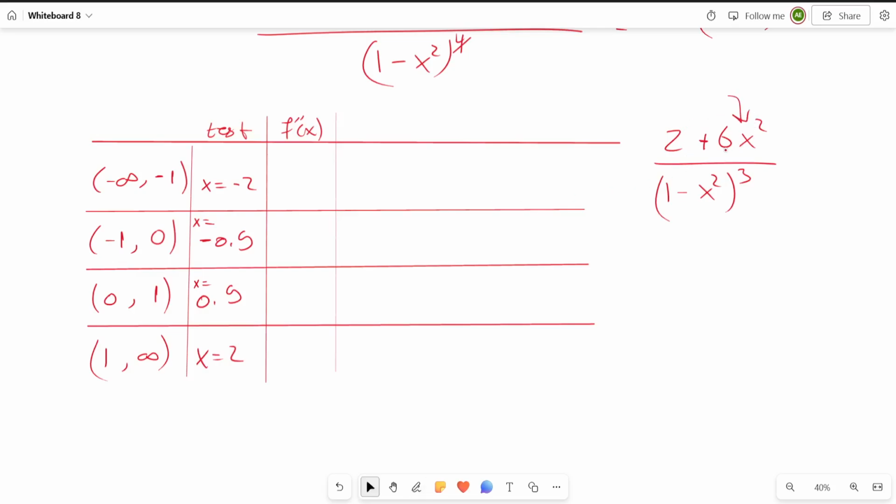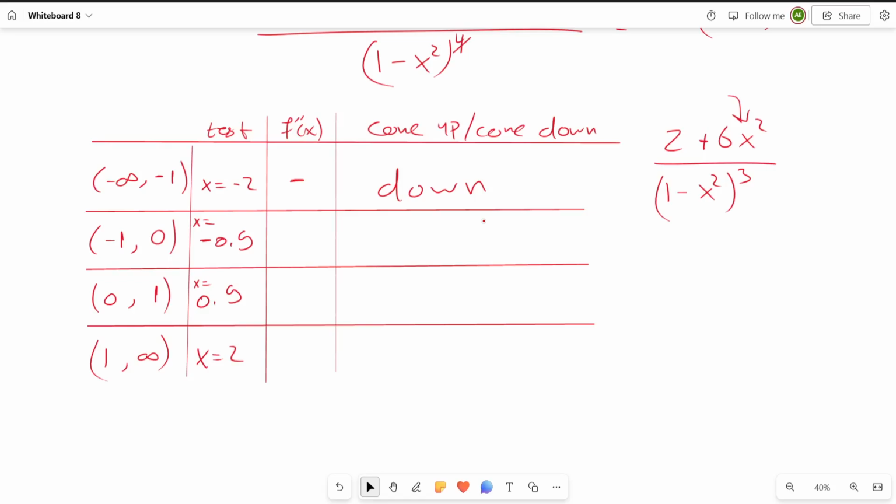It's going to be 2 plus 6 times minus 2 squared, over 1 minus minus 2 squared, all to the power of 3. And we will check that this is going to give us a minus sign, and this is going to determine if it's concave up or concave down, because when the second derivative is minus, it's concave down. When the second derivative is positive, it's concave up. So this is down. The next part is when x is negative 0.5.